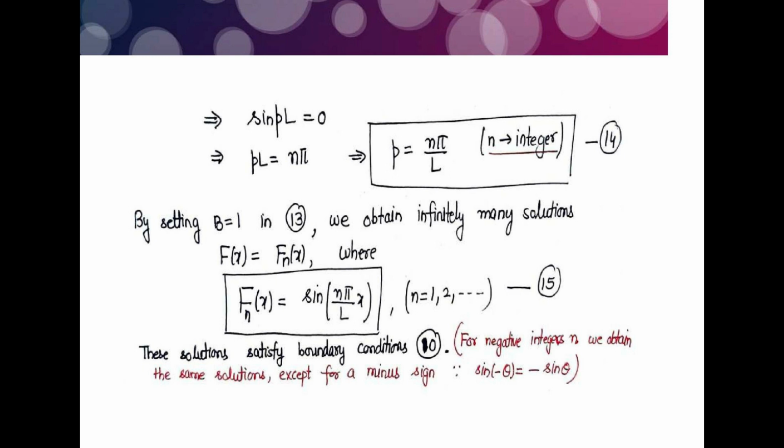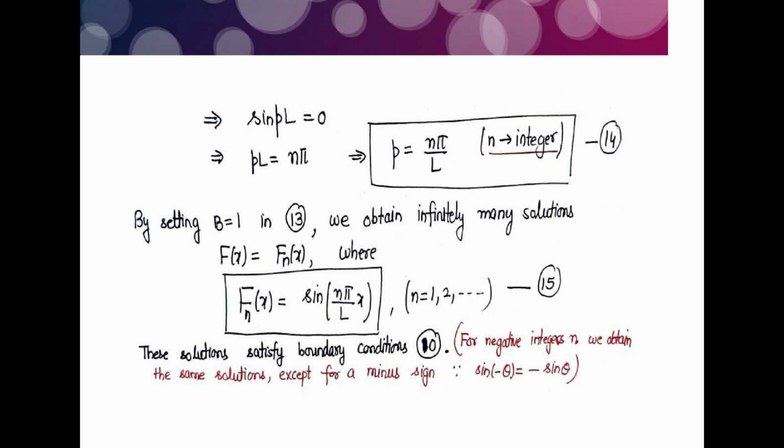Here, a very important thing is that I am not considering negative values of n, because we get the same solution except for a minus sign, because sine of minus theta is minus sine theta, and we can combine that negative sign with this arbitrary constant B. Here I am putting this arbitrary constant B equal to 1. If you want to keep this B as it is, you can keep it. I will discuss the case if we don't substitute B equal to 1, then what will happen in the solution. After completing the solution part, I will discuss that with you.